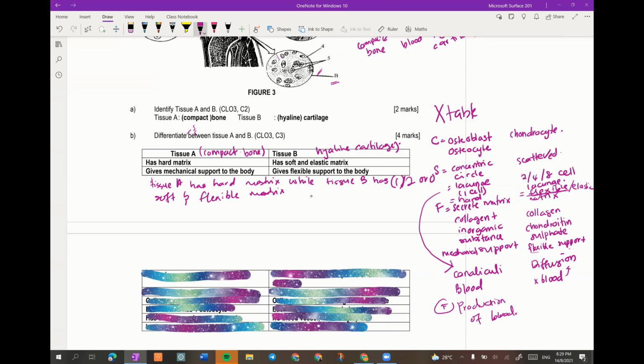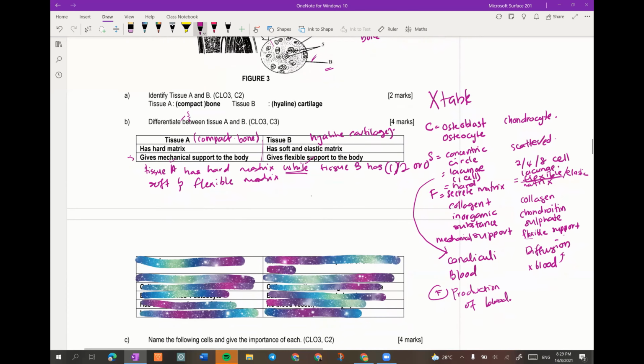So sama juga kalau you buat yang bawah ni pun mesti dua-dua betul. Give mechanical support dengan give flexible support baru awak akan dapat markah. Again, kalau you buat dalam bentuk ni, bentuk table ni awak tak akan dapat markah. I'm sorry about that, right? Mesti ada the while atau whereas benda-benda macam tu lah untuk you dapatkan the markah.